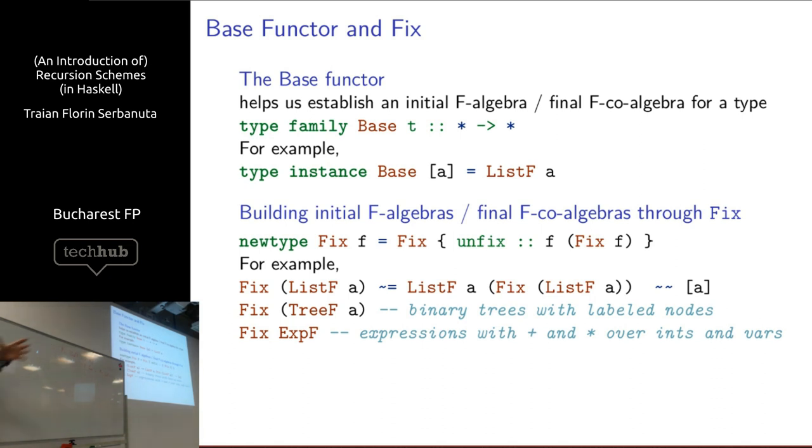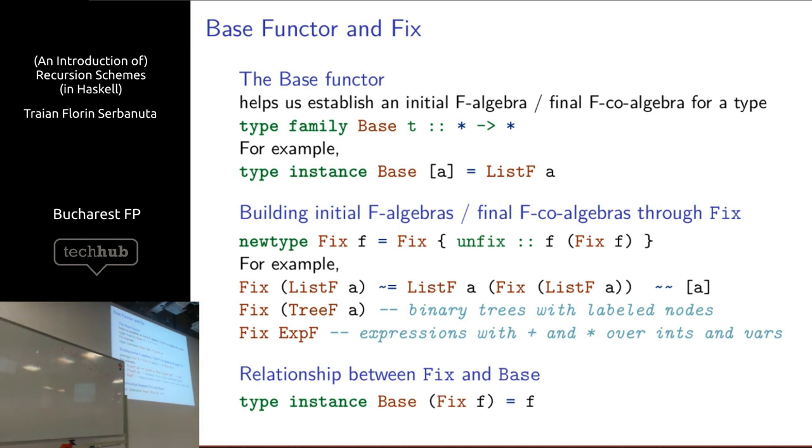Okay, so we have one way of getting from a canonical representation to the algebraic-like structure of which this is the canonical model, and the other way around, going from a functor to the canonical model for that functor. Good. We're fine. And now we also have something nice here: if I take the base of this canonical model which I built with Fix, of course I'll get the functor which helped me build it.